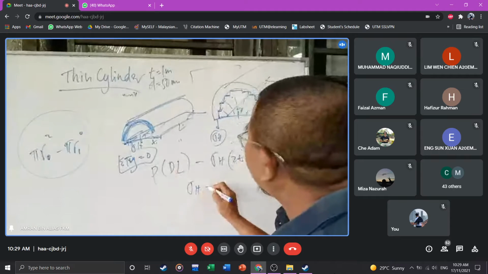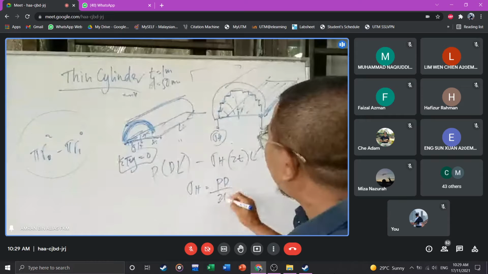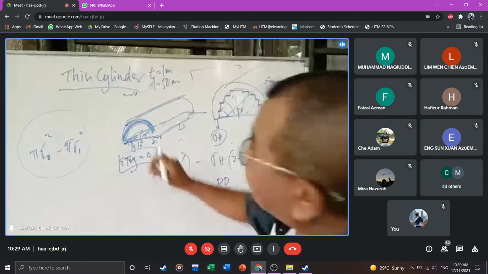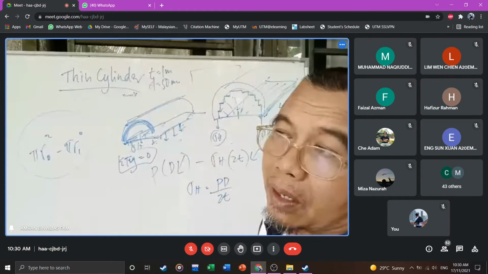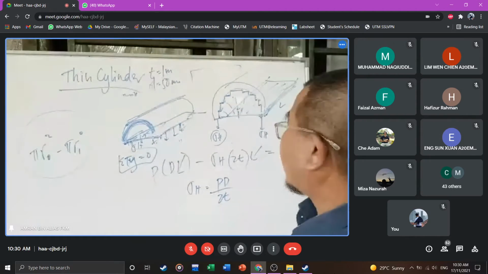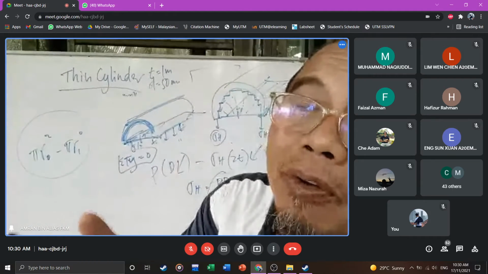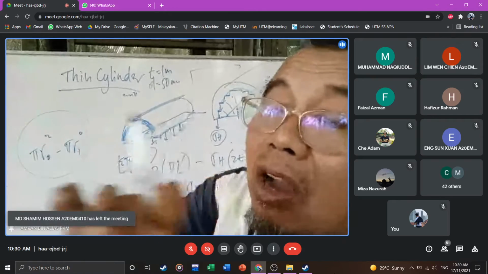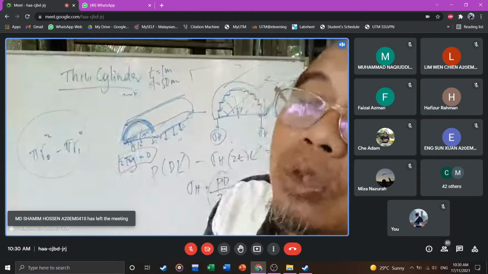Your sigma H is equal to PD, L cancels out, PD over 2T. Tensile, no? Tensile. When the pressure is there, this is in tension. Are you with me, guys? Yes. Just now, PD over 4T in the direction of longitudinal. The hoop is PD over 2T.